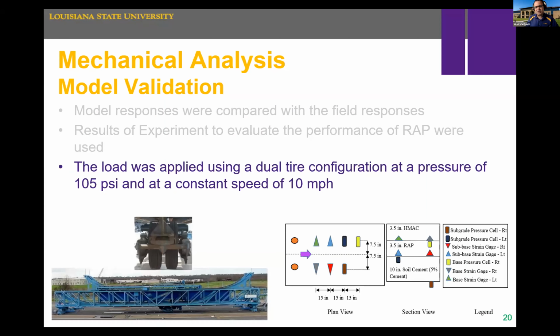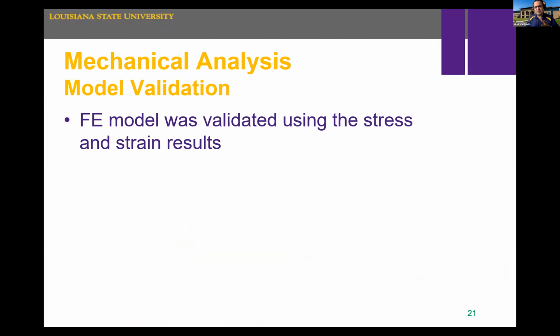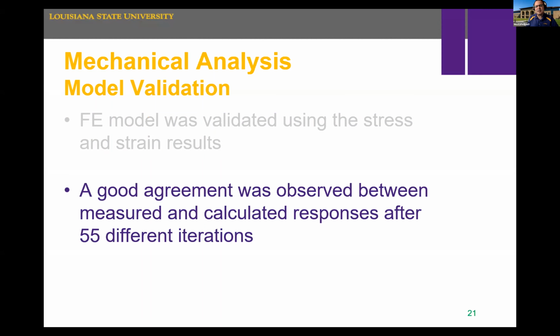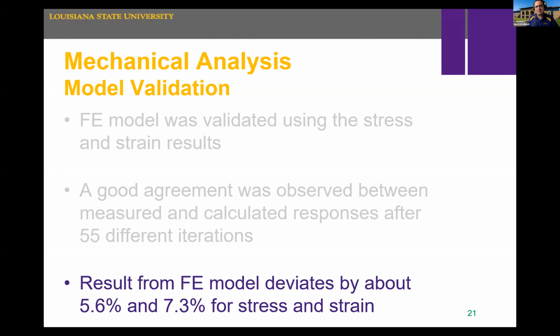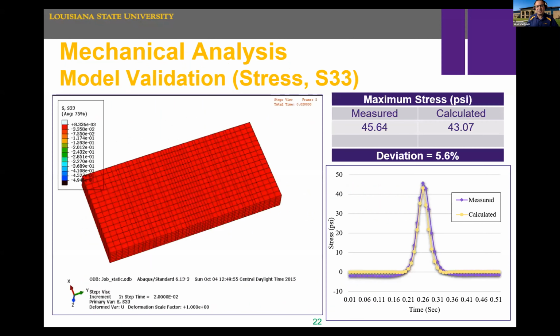When we compared the measurements, we had quite a good comparison, and I'm going to show you this comparison here. Yes, it's coming in the next slide. This is a comparison between measured and calculated vertical stress. You can see we have a very good agreement here with only 5.6 percent error comparing the finite element model to the experimental measurement.